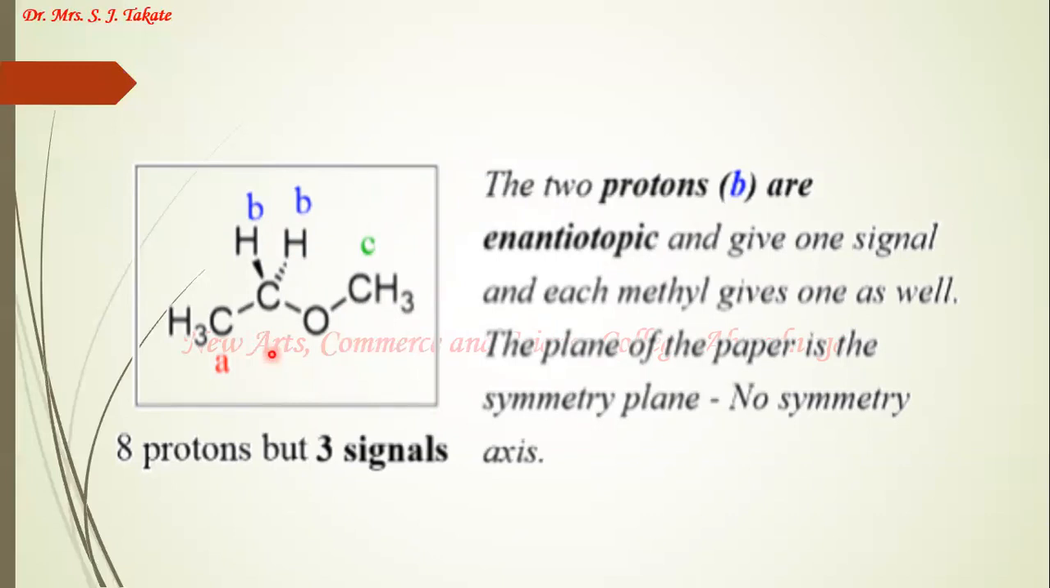And so in this case, what we have is a methyl group, a methoxy group, and these two protons which are chemically identical protons. So for these two protons, even though they are enantiotopic protons, we are going to get only one signal. So only 3 signals in total are obtained for this.